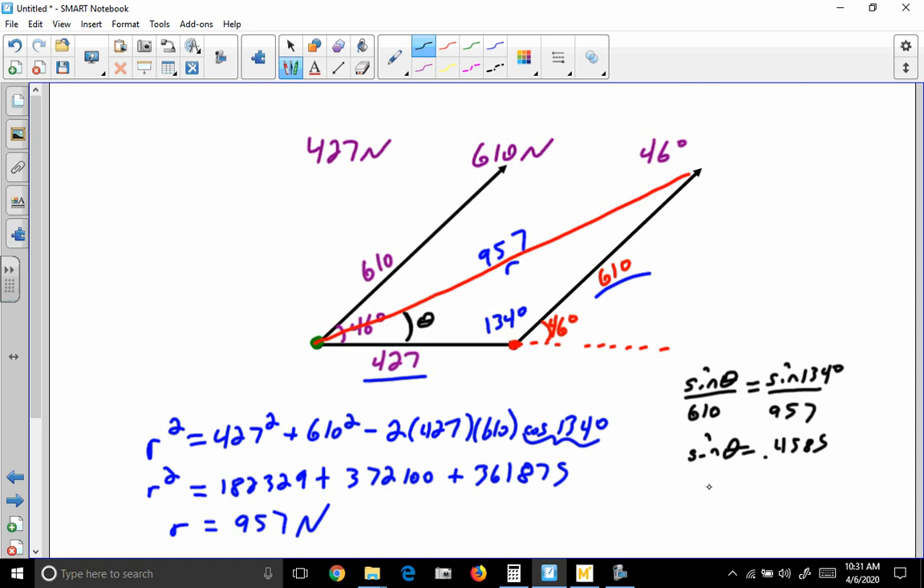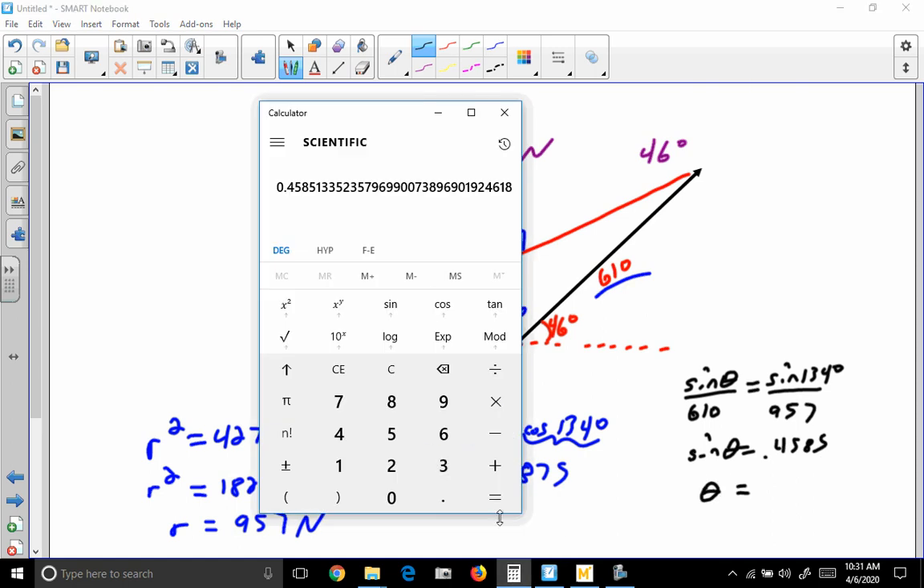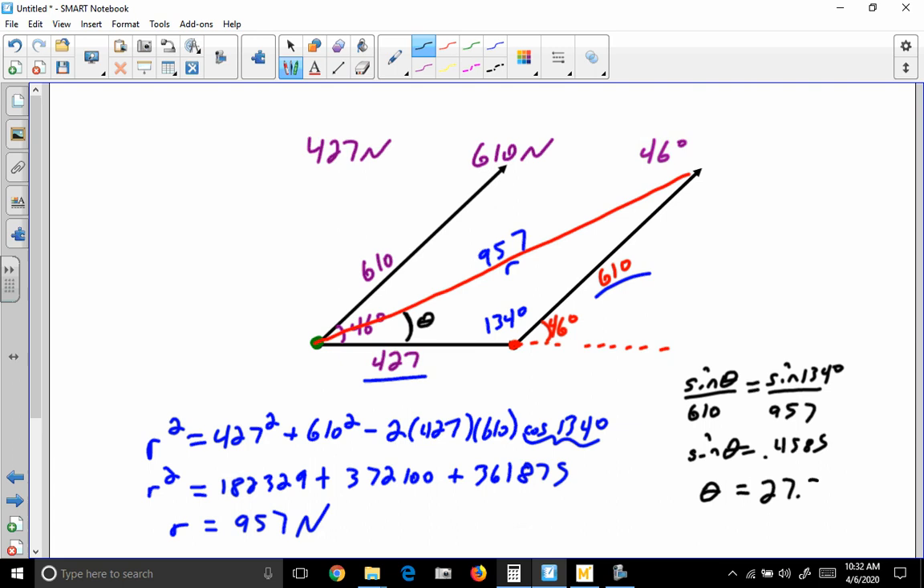And then if we take inverse sine of that, we get 27.3 degrees. And that is the value we want. We don't want the answer to that equation that's in the second quadrant, because that angle is obviously not obtuse. We already have an obtuse angle, so we can't have another one. So the angle that the resultant makes with the smaller force is 27.3.